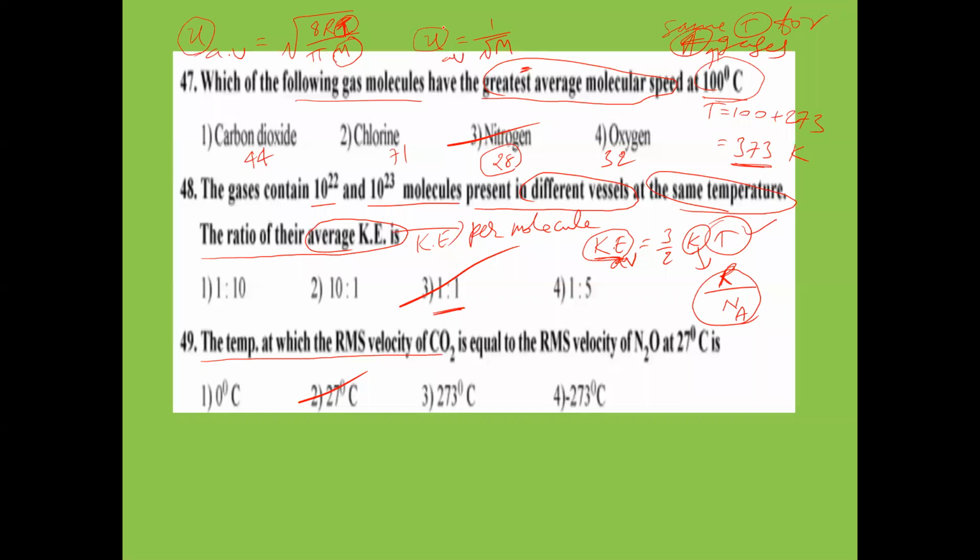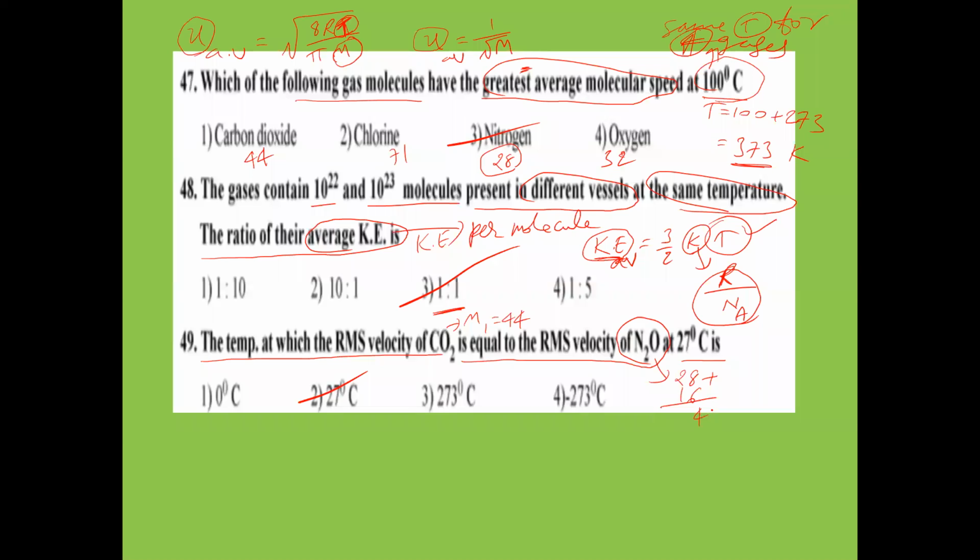Next, the temperature at which the RMS velocity of CO2 is equal to the RMS velocity of N2O at 27 degrees Celsius. The gram molecular weight of CO2 is 44. And here N2O means nitrous oxide, laughing gas. Its formula is N2O. Here N2 means 28 plus oxygen, which is 16.